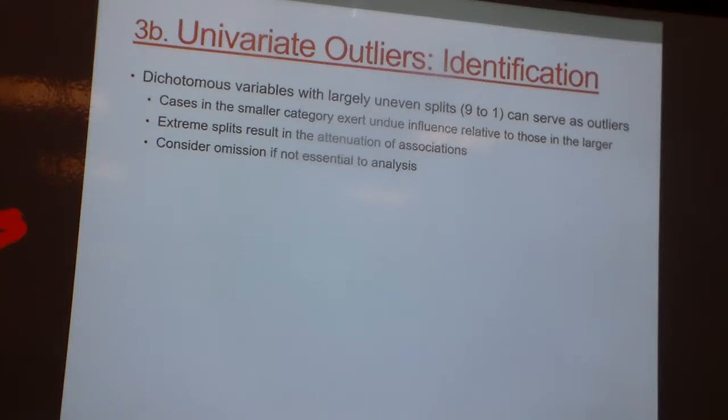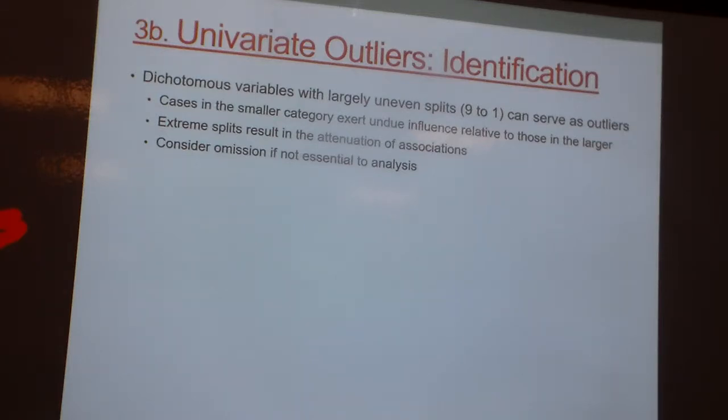So I'm looking at my sample and I've got 90 women and 10 men, right? Those 10 men have a much stronger influence on the outcome than the 90 women do, right? So we've got people in the small category having undue influence. When we have these extreme splits, it makes our relations between gender and whatever else we're looking at start to attenuate. It makes them look smaller than they probably are in the population.